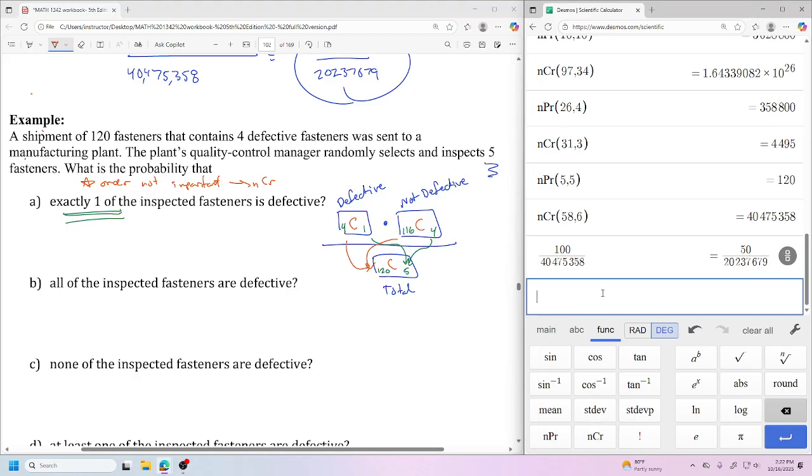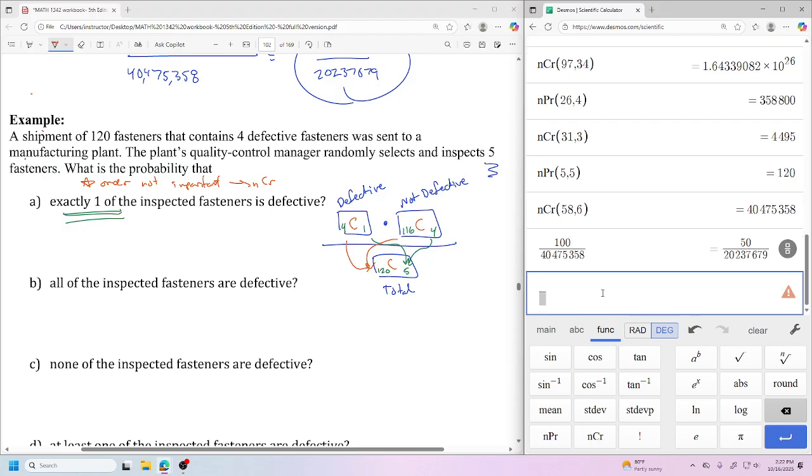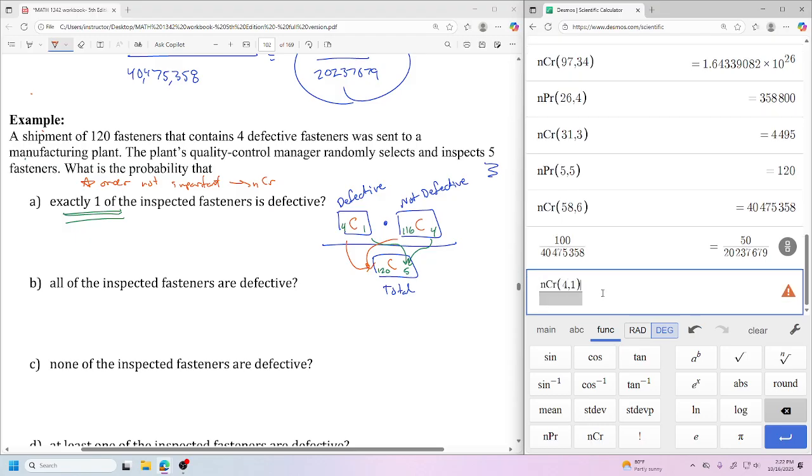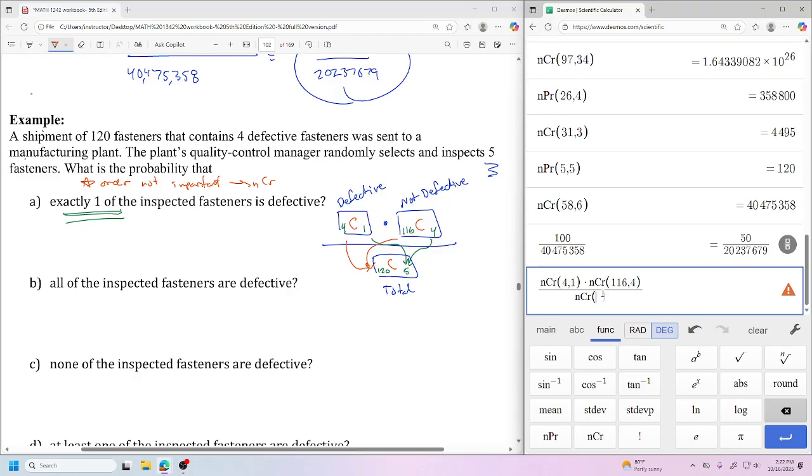Let me put it all together in the calculator. That way you can see what I'm doing here. So nCr 4, 1, nCr 116, 4, nCr 120, 5. We got a number, and that's the answer, and we're done.